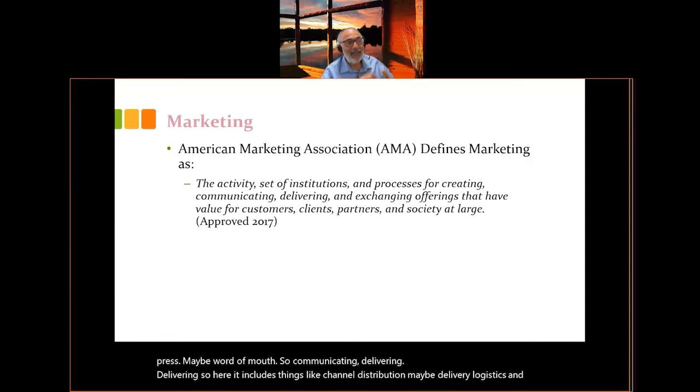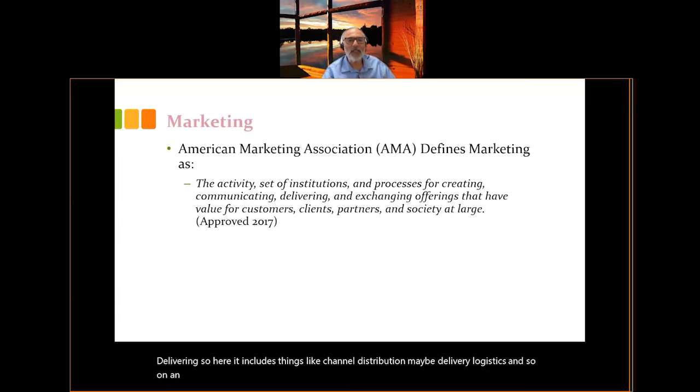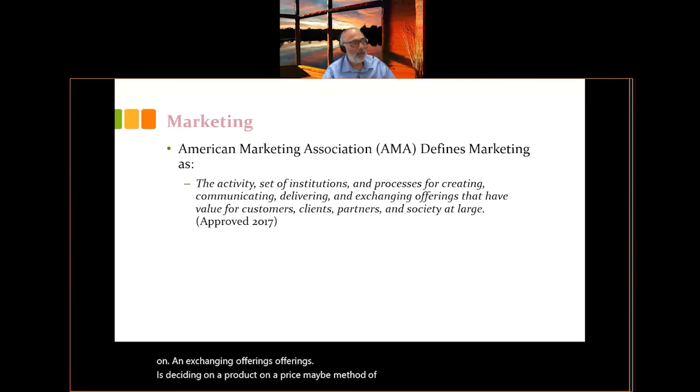And exchanging offerings is deciding on a product, on a price, maybe method of payment. It's an offering that has value for customers. Value. Where is the value coming from? Value comes from solving problems, right?